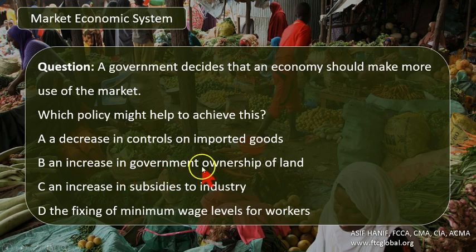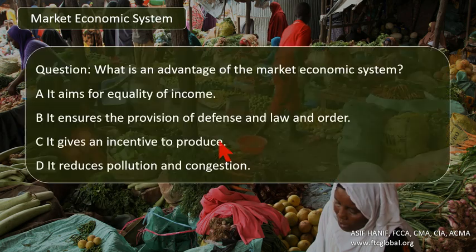An increase in government ownership of land. Again, this is the planned economic system. A decrease in controls on imported goods. Government provides fair, level playing field for all. Let the imported goods come in the market and let them compete with the locally manufactured goods. A is what would help achieve the government objective of moving towards market economy. A is the right answer. Moving on.